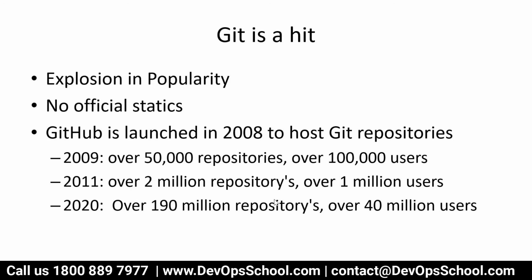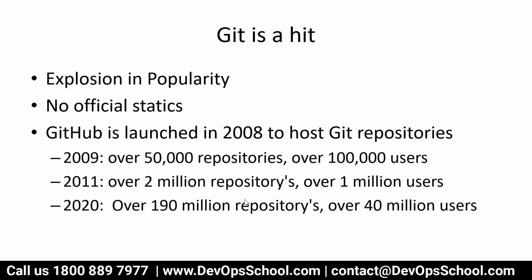So that is the story. Now if you look at the popularity, I have not modified the slides for the last 2 years, but in 2009 you had only 50,000 repositories at GitHub. Mind it, Git and GitHub are different tools. I'll explain how. By 2020 we had 190 million. You can go to the GitHub website and look at the stats. It will be more than 500 million right now, more than that. So this is the kind of popularity Git has.